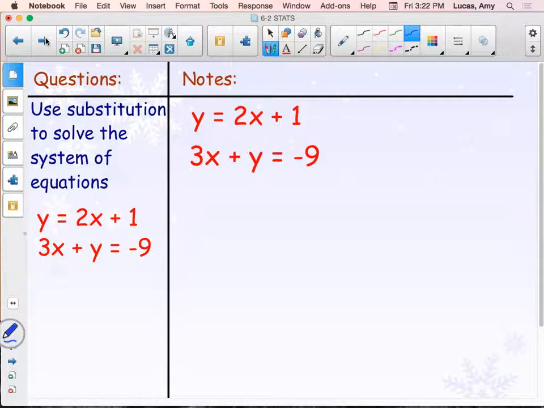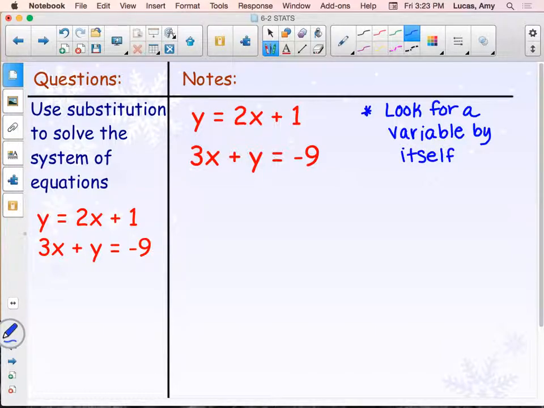Okay, our first example, use substitution to solve the system of equations: y equals 2x plus 1 and 3x plus y equals negative 9. What I want you to look for is a variable by itself. That is the variable that we will replace. The lonely variable.